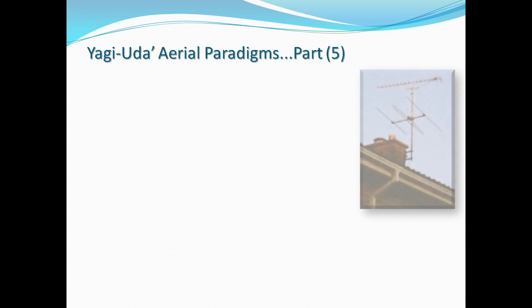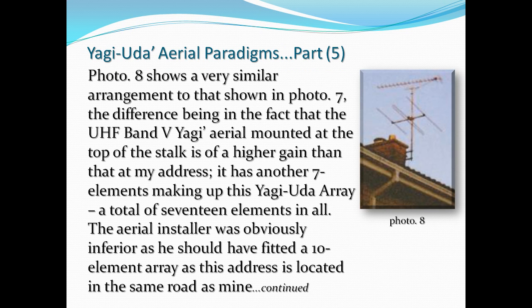Yagi-Uda aerial paradigms part 5. Photo 8 shows a very similar arrangement to that shown in Photo 7 previously, the difference being that the UHF band 5 Yagi aerial mounted at the top of the stalk is of a higher gain than that at my address. It has another 7 elements making up this Yagi-Uda array, a total of 17 elements in all. The aerial installer was obviously inferior, as he should have fitted a 10-element array, as this address is located in the same road as mine.